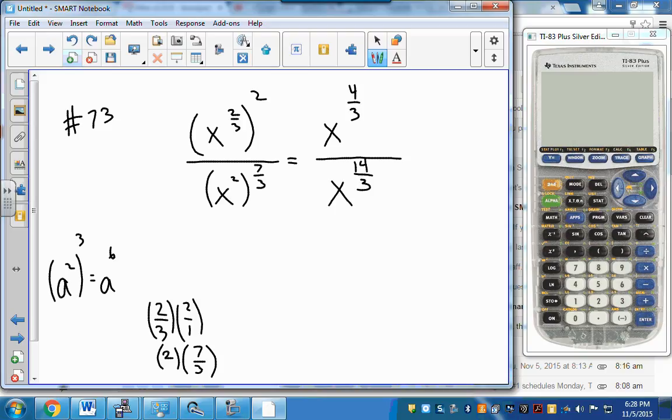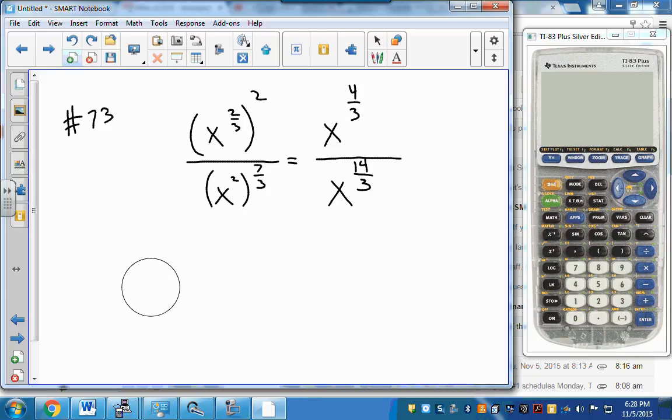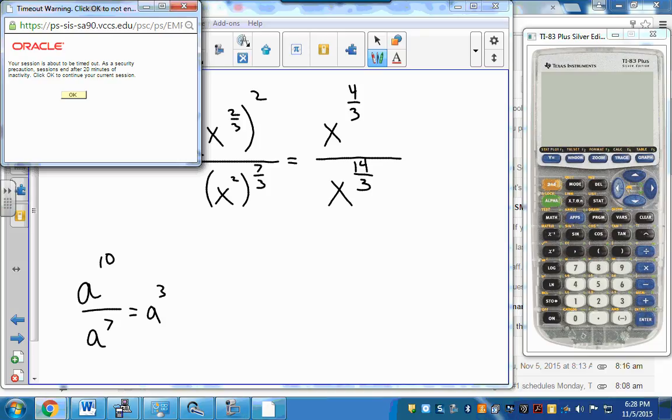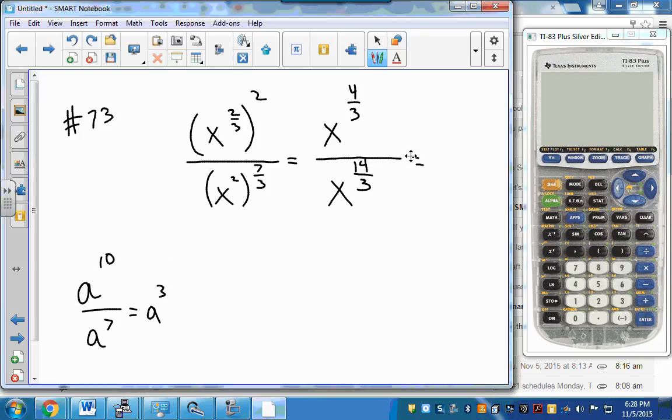Okay, now we're at the stage where we can subtract exponents. Again, just think about what you would do if you had a fraction a to the 10th divided by a to the 7th. You would subtract the exponents and get a to the 3rd. So we're going to do the same thing here. We're going to subtract the exponents. We've got x to the 4/3, take away 14/3. Well, I can do that in my head. That's common denominator. x to the negative 10/3. Okay, so far so good.